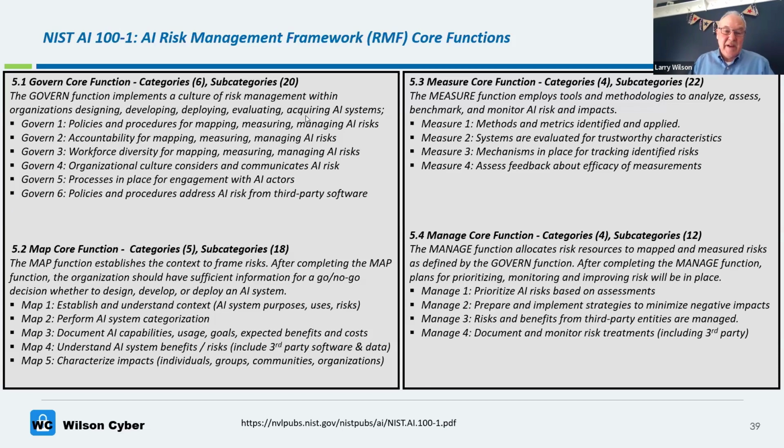And then finally, 5.4 is the core function of managing. Manage allocates risk resources. So we actually allocate resources to the mapped and measured risks. Manage one is prioritize AI risks based on the assessment. Manage two, prepare and implement strategies to minimize risks. Manage three, risks and benefits from third parties are managed. And manage four, document and monitor risk treatments, including third party.